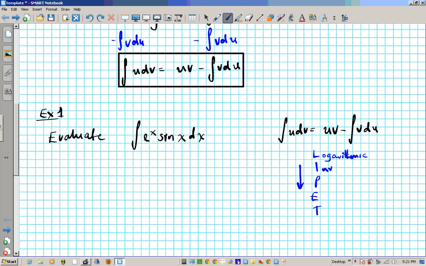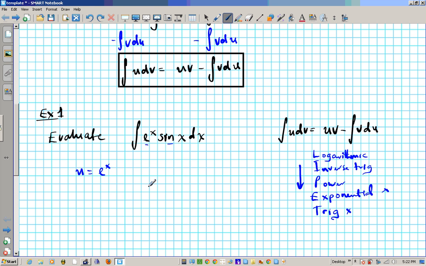I is inverse trig. P is power. E is exponential functions, and then T is trig. Okay, so this is the order of selection for u. So we have an exponential function here, exponential, and a trig function here, trig. But in this continuum, e comes before t, right? So exponential trumps trig or sine. So guess what? Our u is going to be e to the x.